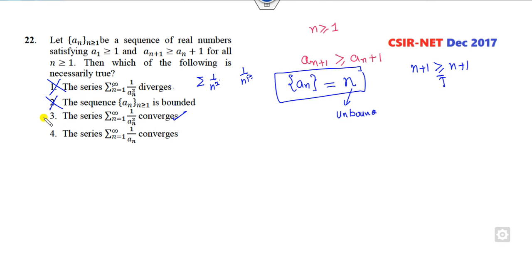This is a convergent, this is a correct option. 1 by n is divergent by using the P-series test. Whenever p is less than or equal to 1, it is divergent. So this option also cancels. So the third option is the correct option.